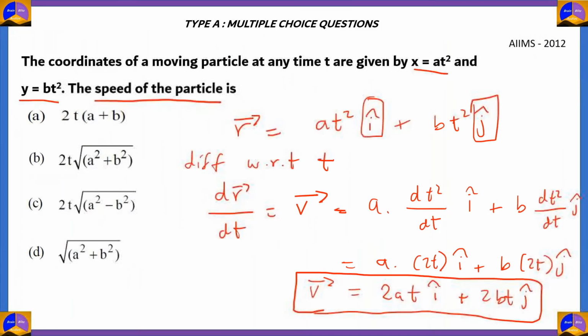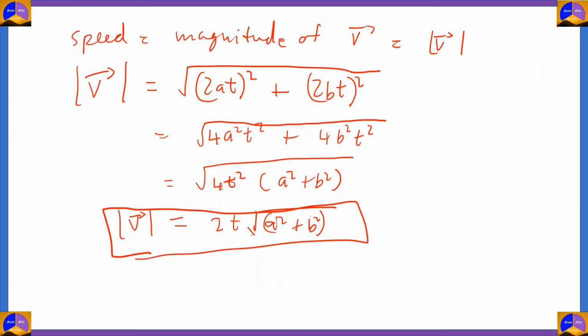And if you look at our question, you find that option B is the right option. It gives us the same value. So what did we do here? Using the two components given, we found out the position vector. We differentiated it to get the velocity vector. And once we got the velocity vector, all we had to do was find its magnitude in order to get the speed of the particle. And the speed of the particle is 2t times root of a square plus b square.